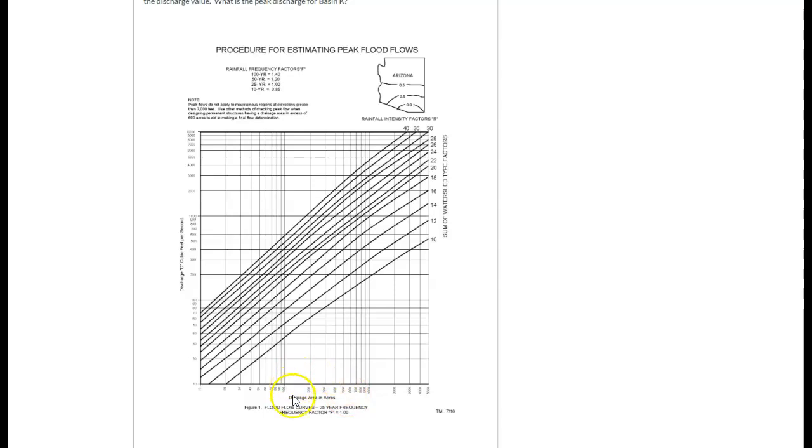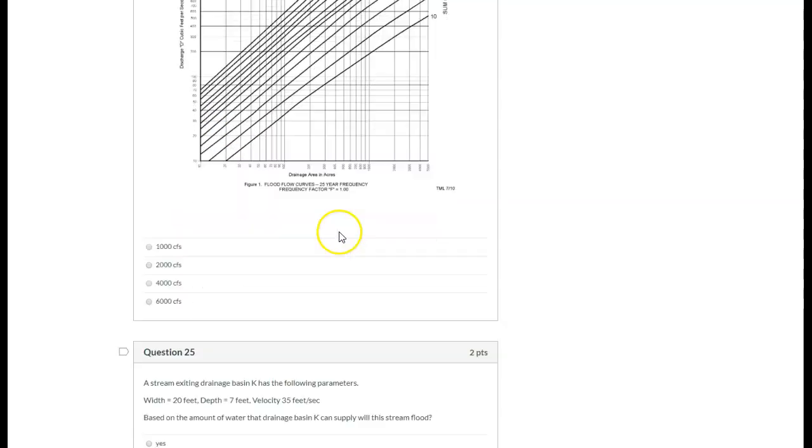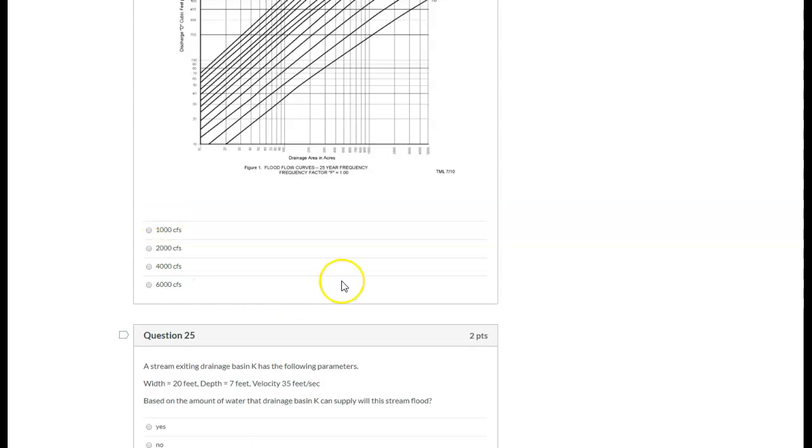That's how you're going to use this chart. Use your drainage area that you calculated in acres, use your total characteristics, diagonal for the characteristics, straight up for the acres. Where they meet, go across and read the value off from there. And then you'll know how much water's coming out of your stream.